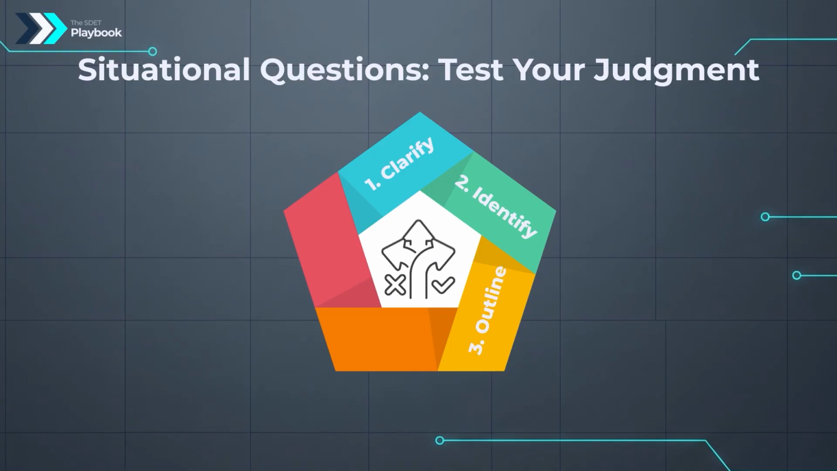Step 3. Identify options. Show you can think strategically. We have a few options. We could delay the release to fix it properly. We could release on time with the known bug. Or we could see if there's a way to release on time but mitigate the risk, maybe by disabling the specific feature.